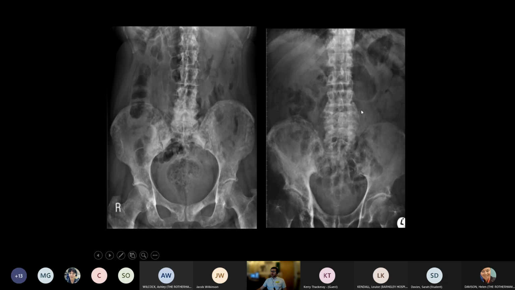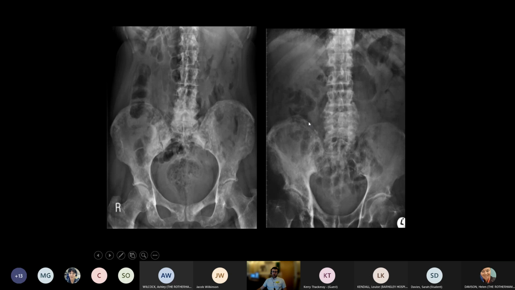Okay, so this on the right hand side is Paget's disease. So this hemipelvis is normal. You've got normal trabeculae, normal sort of bony density. But on this side, you'll notice it's quite sclerotic. The cortex here is nice and thin. The cortex on this side is thickened.